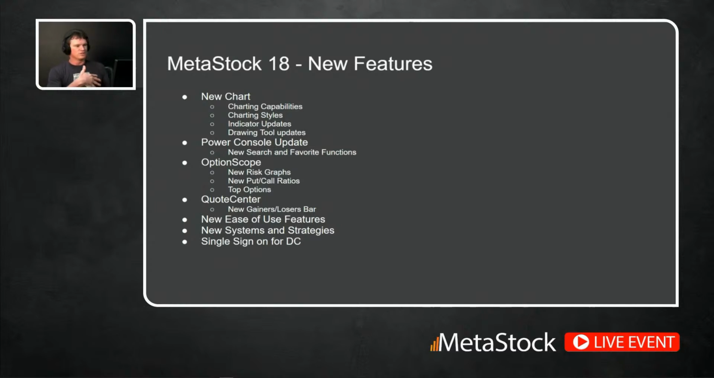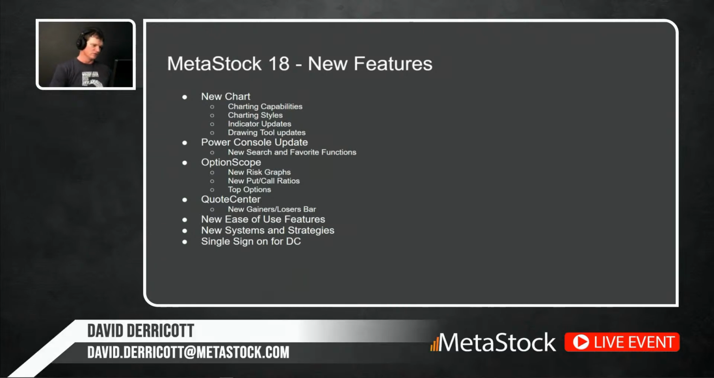We're going to talk about what's new with the Power Console, and what we changed with the OptionScope for options traders. You get new risk graphs, put call ratios, and top options. Within our Quote Center app, we've added gainers and losers, made it easier to use, and added some new trading strategies. And a little tidbit for people using our daily charts or end of day version: you just have one single sign on now instead of the dual sign on.